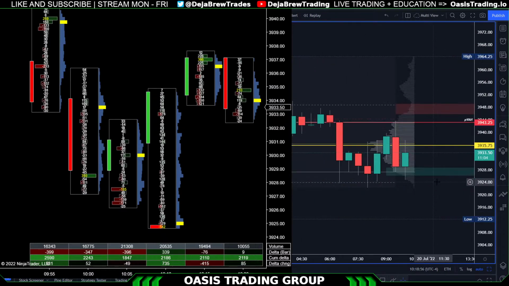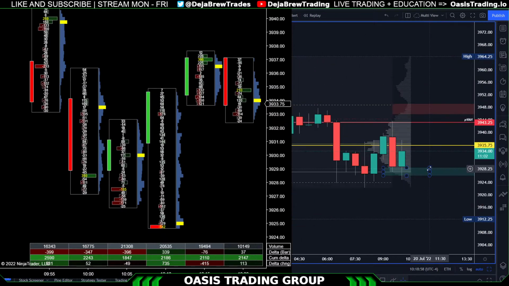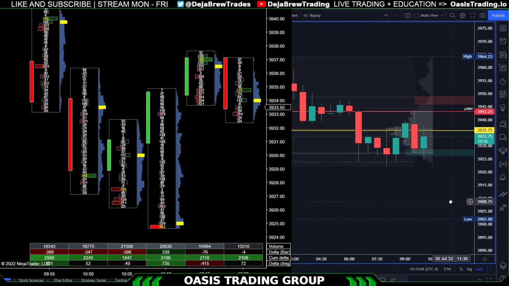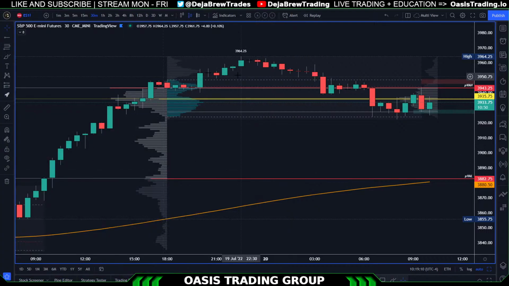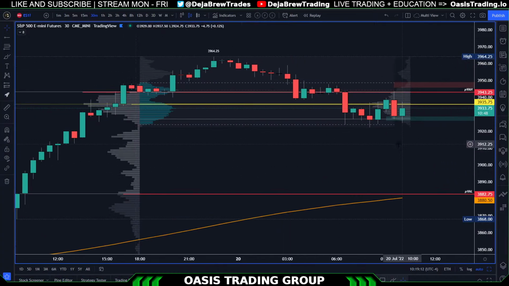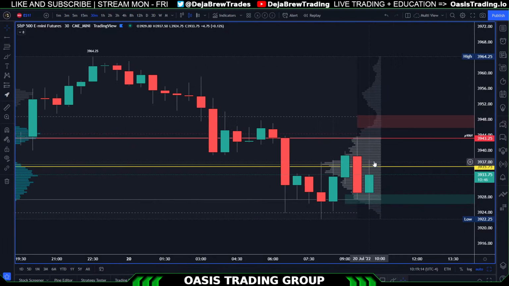The problem is this could be a trap, right? Because we're in a very strong downtrend from the high. Let me hide my screen here for a second. We're in a very strong downtrend from the high. So this little support here could just be a retest of this downtrend, which is right around the POC, and could lead us down very quickly.